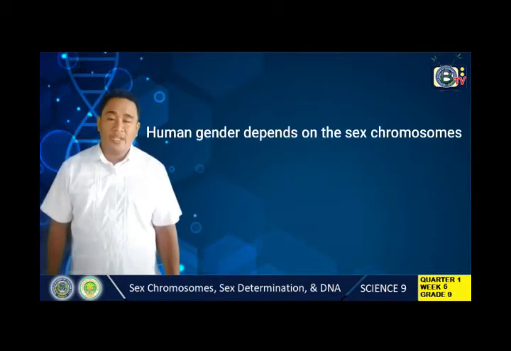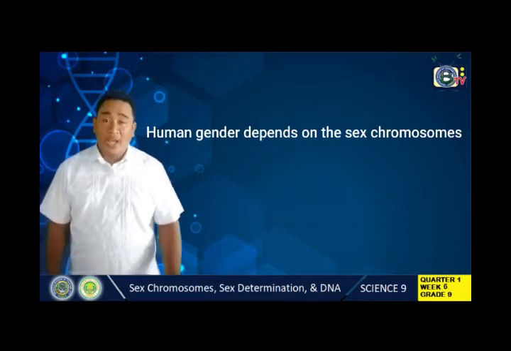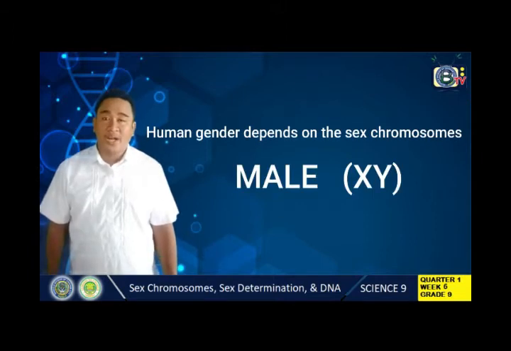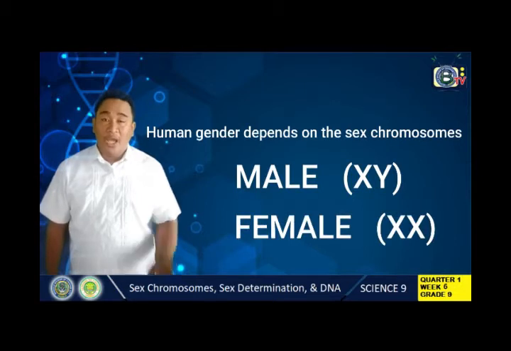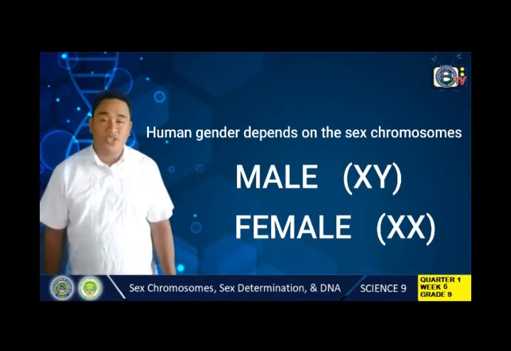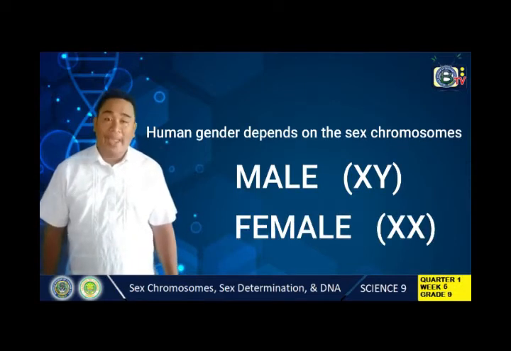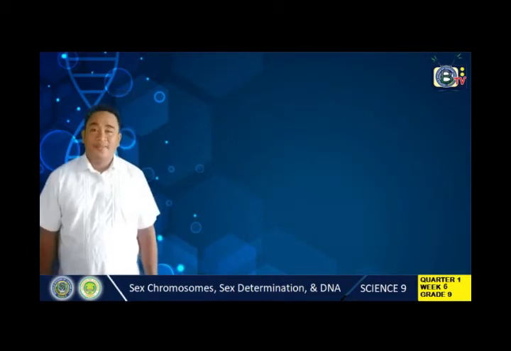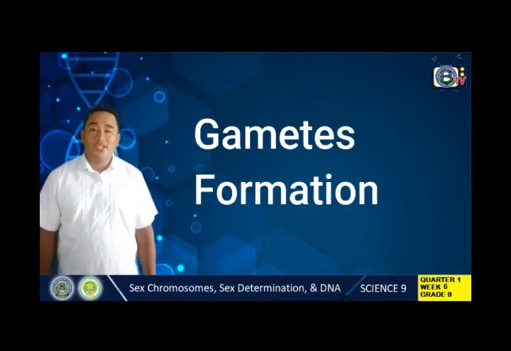Human gender depends on sex chromosomes. Males have 2 different sex chromosomes, which are X and Y, while females have 2 identical chromosomes, which are X and X. This time, let's study gamete formation based on the sex chromosomes.